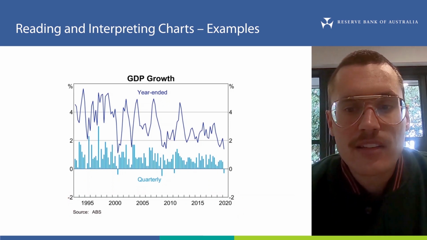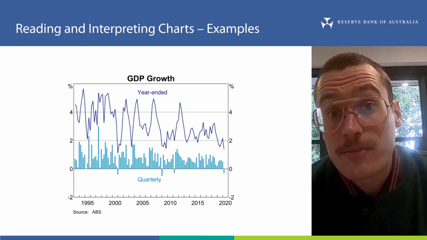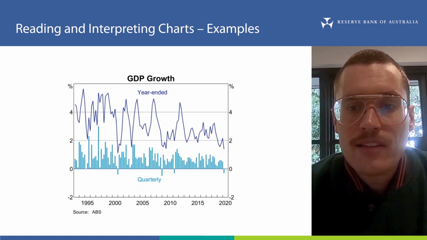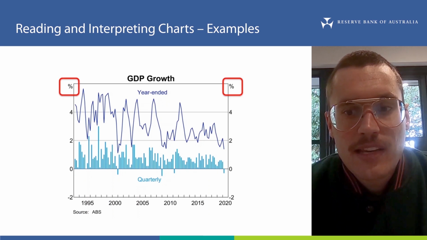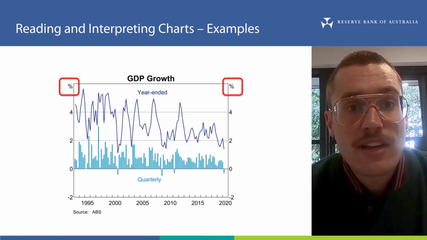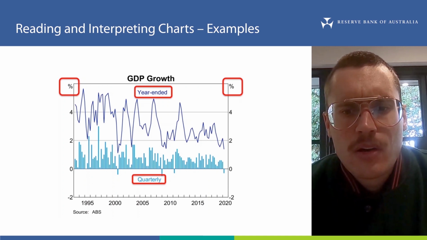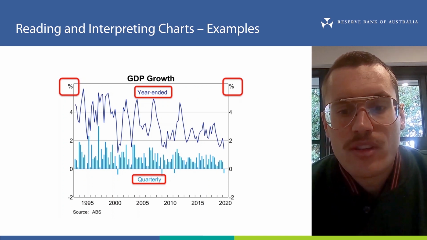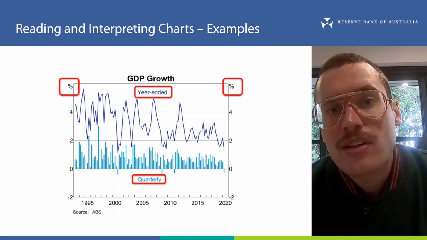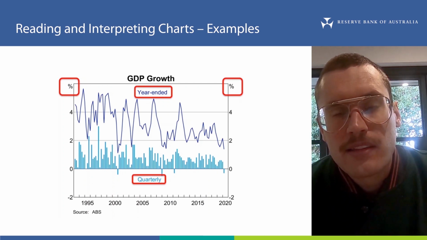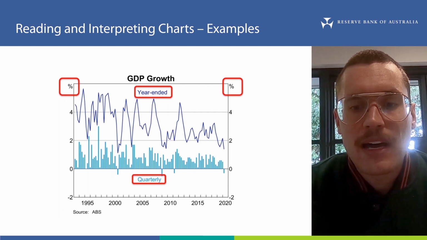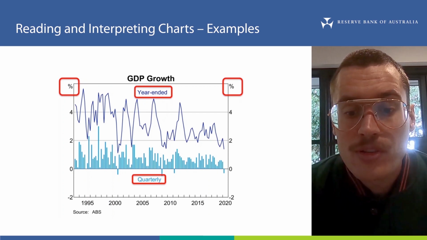Next, let's turn to the detail on the chart. So we have a line and we have some bars. In addition, the units on the y-axis are a percentage, the line is labelled as year-ended, and the bars are labelled as quarterly. What does this all mean? Well, the units on the y-axis show that the growth in GDP is measured as a percentage change. The labels tell us that the line and the bars are 2 different periods of time over which growth in GDP is measured.